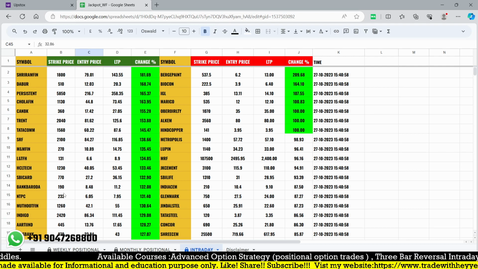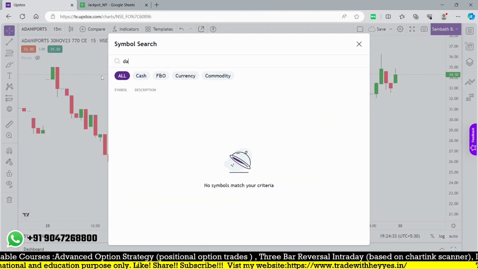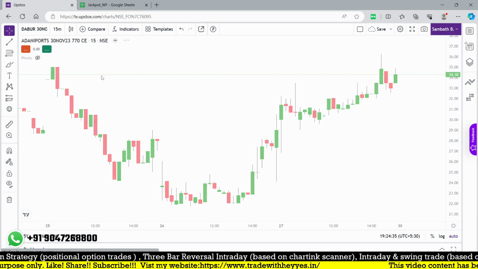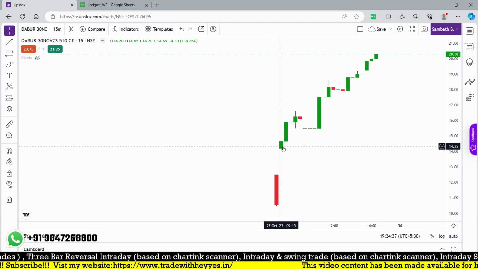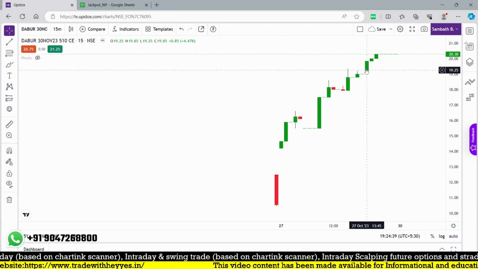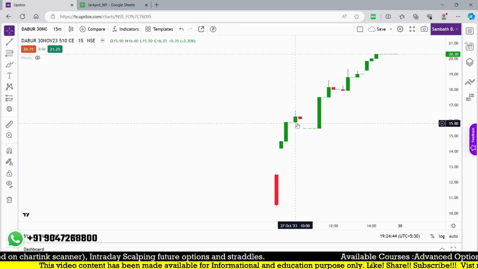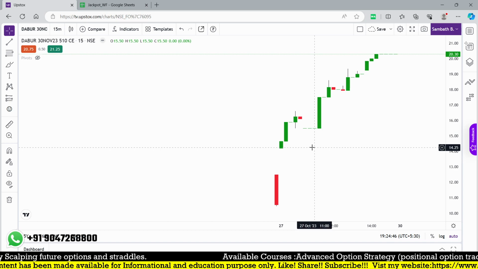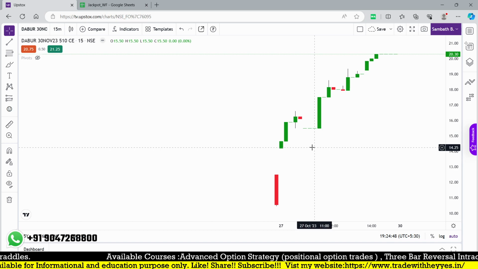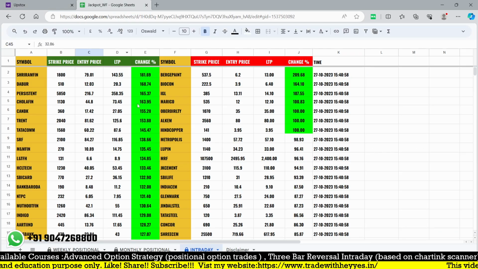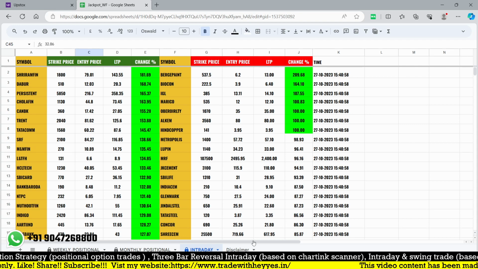You can plan, like, Dabur 510 call option. So you look at this, it started and keeps on moving upper. But you can see there is a liquidity issue, and you should focus on the volume of that particular option contract, which should be good. Or else we can face some liquidity issue also.